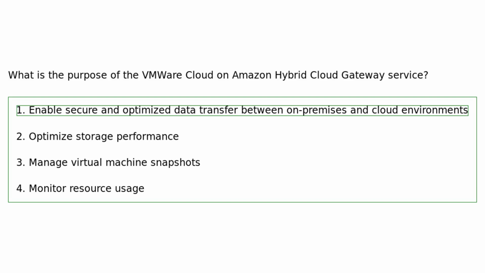The VMware Cloud on AWS Hybrid Cloud Gateway service enables secure and optimized data transfer between on-premises data centers and VMware Cloud on AWS environments, ensuring efficient and reliable data mobility for hybrid cloud operations.